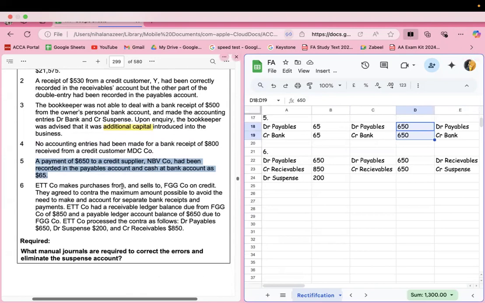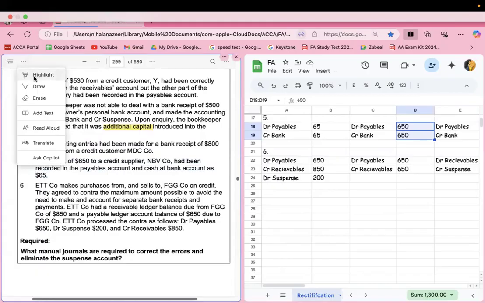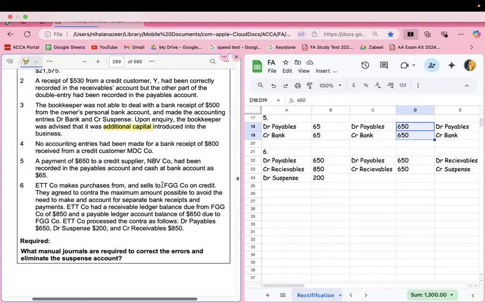ETT company makes purchases from and sells to FGG company. They agreed to contra the maximum amount possible to avoid the need to make separate bank receipts and payments. So these two companies purchase from and sell to each other. Clear?